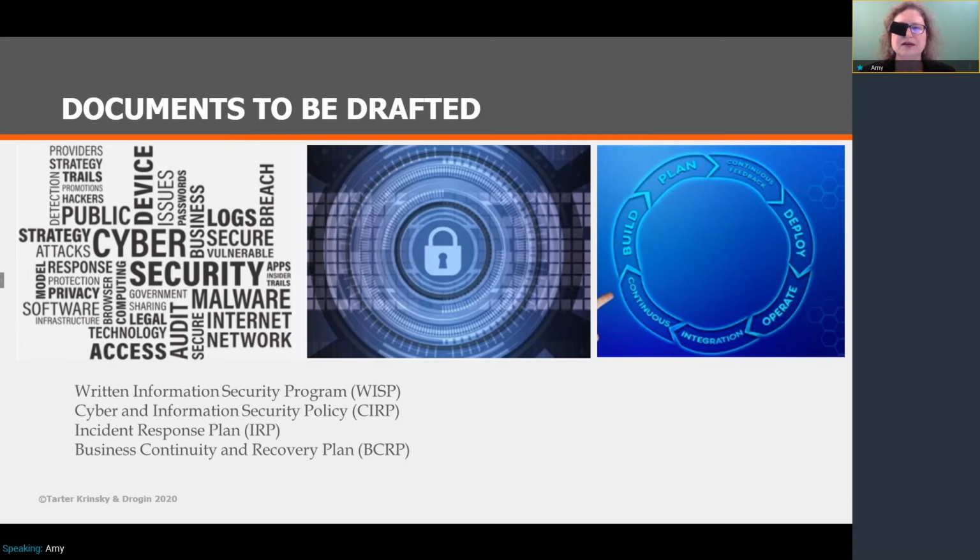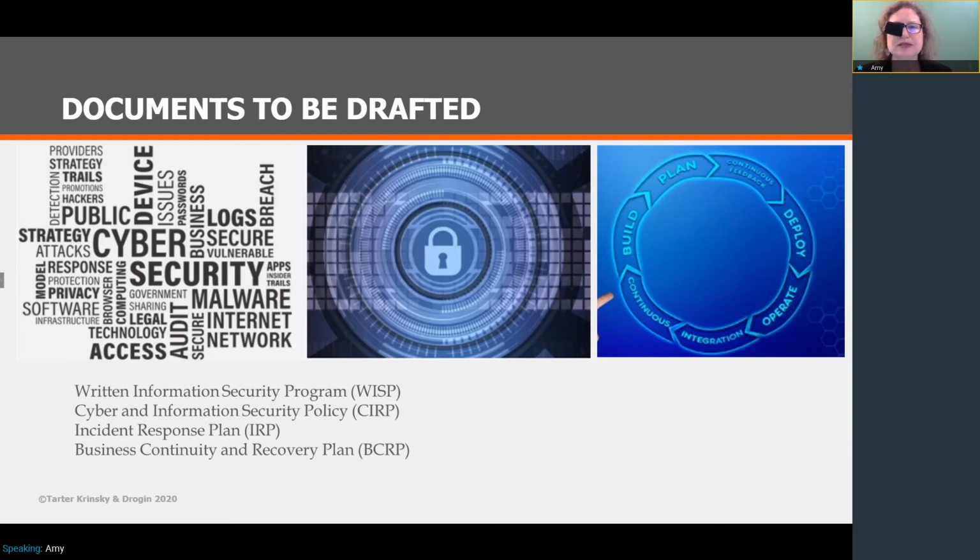An incident response plan sets out exactly what you need to do, all of the steps that you need to take if there is a breach, or remember, a suspected breach. The cyber and information security policy basically tells your people, it's your training document. This is what we need to do. This is how we handle information internally. And not only private information, but confidential and proprietary information. And the written information security program is your framework for all of this. And again, these documents are required under SHIELD.